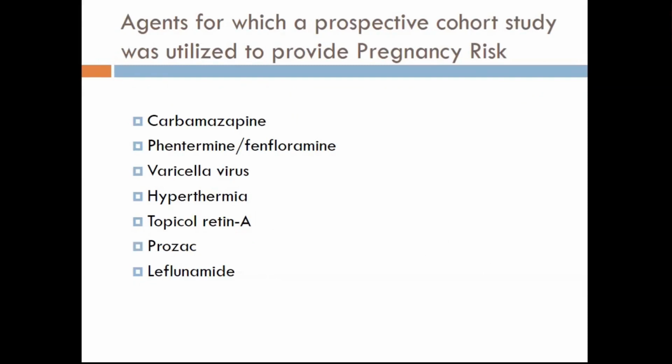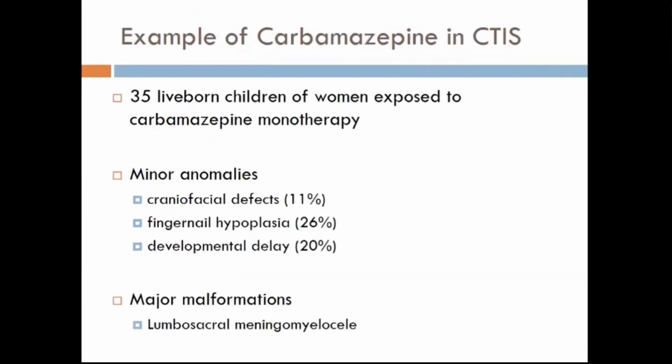Part of it is free. Agents for which a prospective cohort study was used to provide pregnancy risk were carbamazepine, hyperthermia, and a few other drugs. An example is the carbamazepine study in CTIS, with 35 live-born children of women exposed to carbamazepine monotherapy. Minor anomalies were seen in quite a good number of children. The major anomaly was lumbosacral meningomyelocele. Before this study, carbamazepine was considered a safe drug. Valproate was never considered a safe drug.